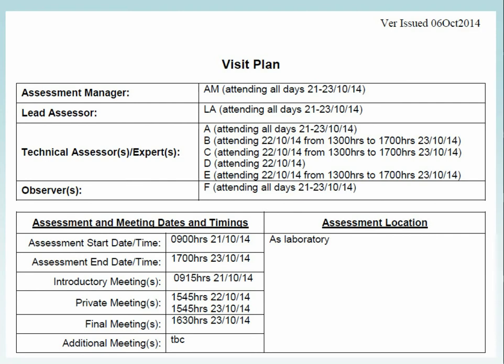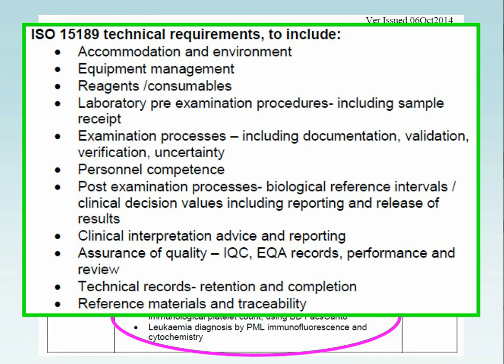So you can virtually see at the bottom of this table, and I could do with a pointer, there it is, it's almost cut and pasted in. Leukemia diagnosis by screening against leukemia monoclonal antibodies, CD34 enumeration, immunological platelet count, using a BD FAT scanner. It's almost word for word. So that's what we were inspected on.